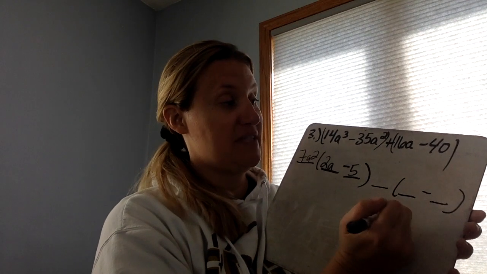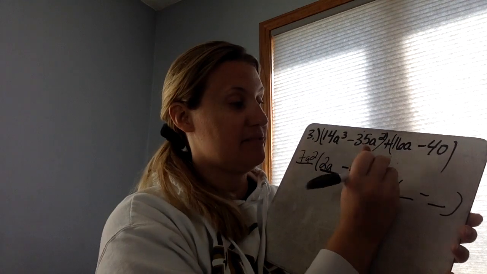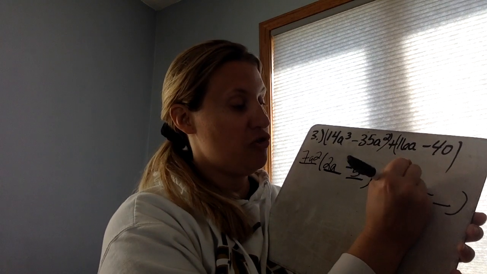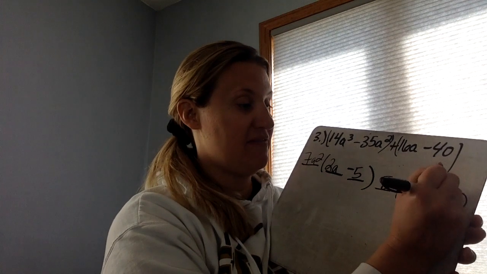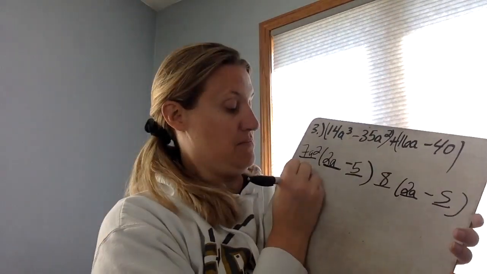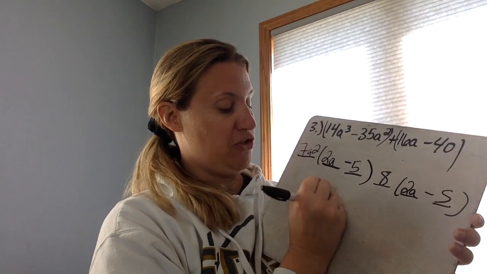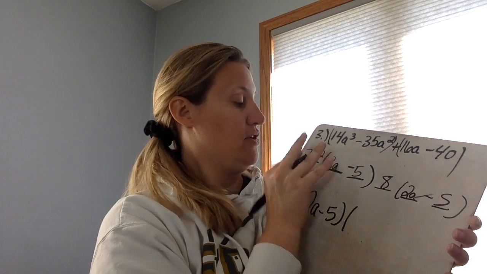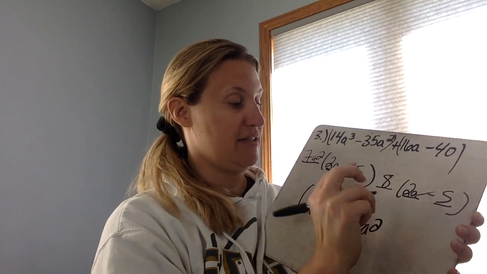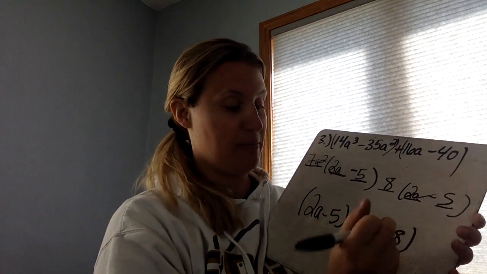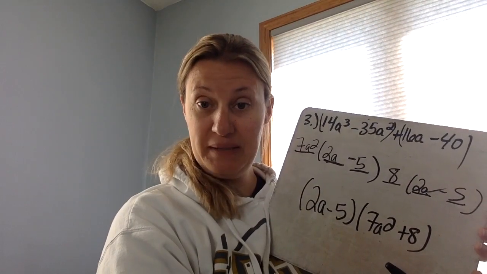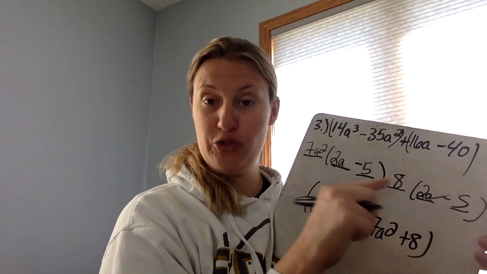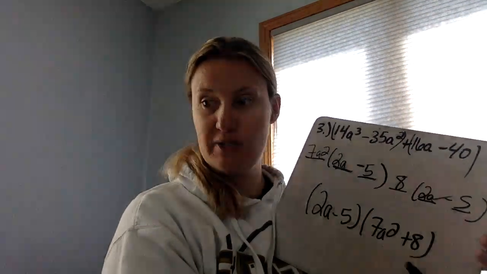So greatest common factor, again, that's a subtraction sign. The greatest common factor of 16a and 40 is 8. There's no a in both of them. 16a divided by 8 is 2a. 40 divided by 8 is 5. I'm good. I can pull out a 2a minus 5 because that's in both of them. And I am left with 7a squared, and that's a positive 8, so I put plus 8 there. And that would be my final answer. I could FOIL this back out or do the box method back out to make sure that that's what I get.